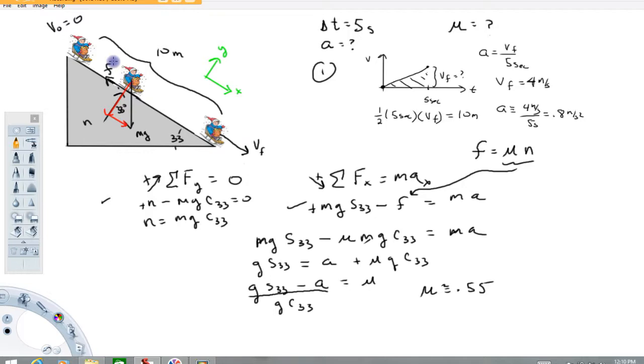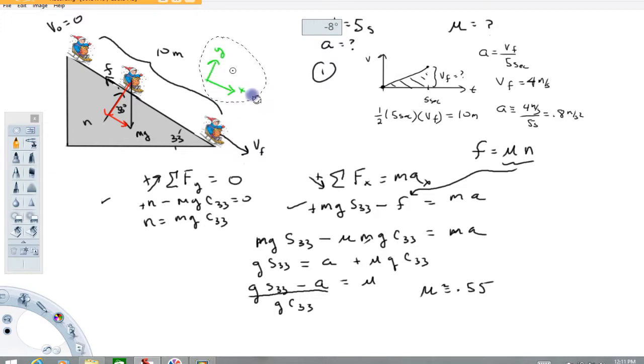And third, how to use your free body to write force equations. In this case, we wrote a force equation for the y direction where the acceleration was 0. And again, that's because of our choice of coordinates here. If that coordinate system was oriented like this, it wouldn't be 0 here because the acceleration would have a y component.